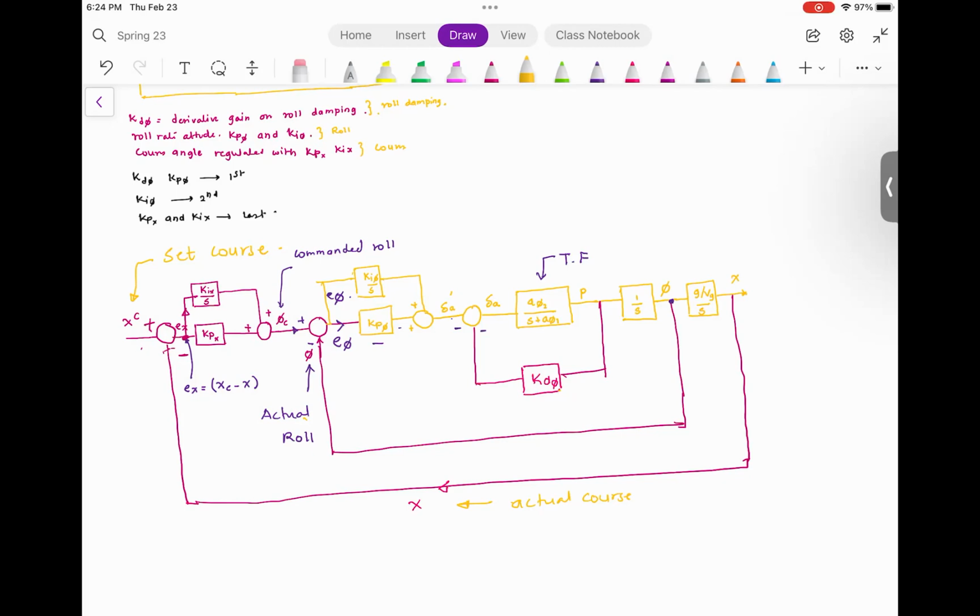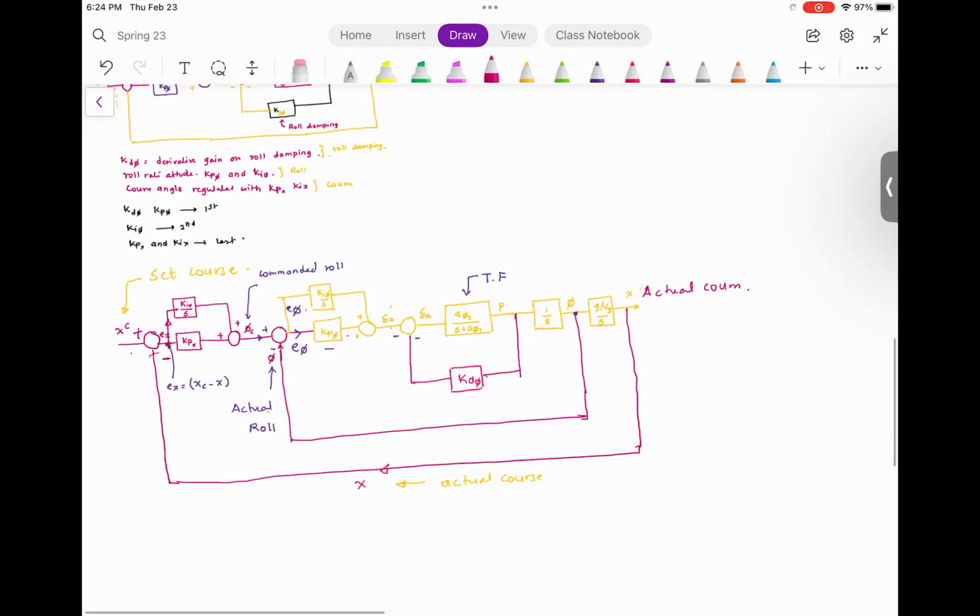And then you have this KD term, which is the derivative gain. Then you integrate that, you get the value of phi. Then you multiply with G divided by VG times 1 over S. You integrate and you get the actual course. So this is nothing but the actual course.